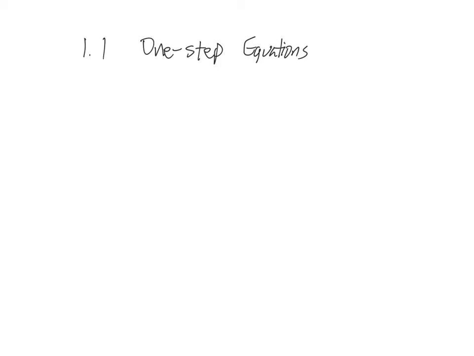Most of them won't apply today, but step 1, get rid of parentheses. Step 2, combine like terms on the same side of the equal sign. Step 3, do all adding and subtracting. Step 4, do all multiplying and dividing, again to both sides.